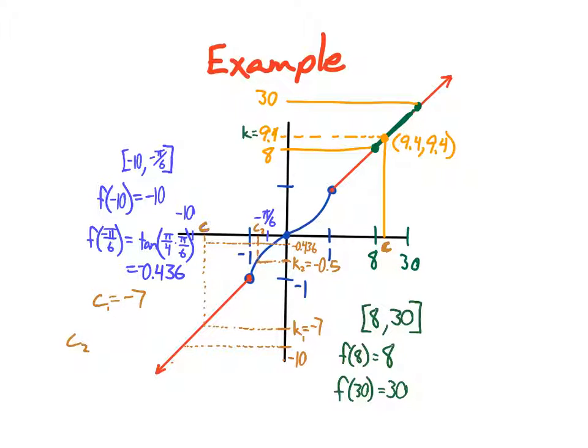So I would come up here, this would be my c2, and I'd have to do a little bit of algebra, right? Because f of c2 would equal -0.5. So that means tangent of pi/4 times c2 equals -0.5. So I'd have to do an inverse tangent and then multiply by 4/pi, and I could get my c2. You would have to just do the algebra here to solve to get c2.